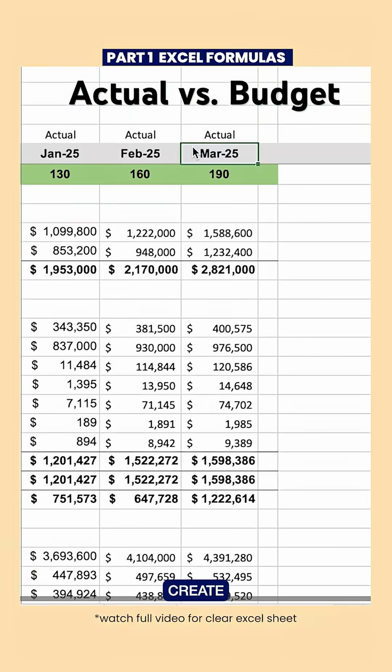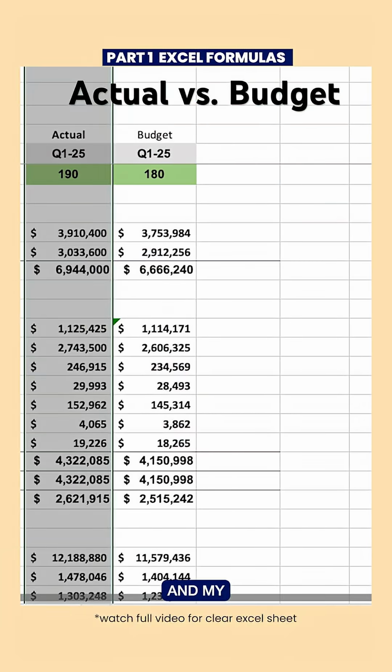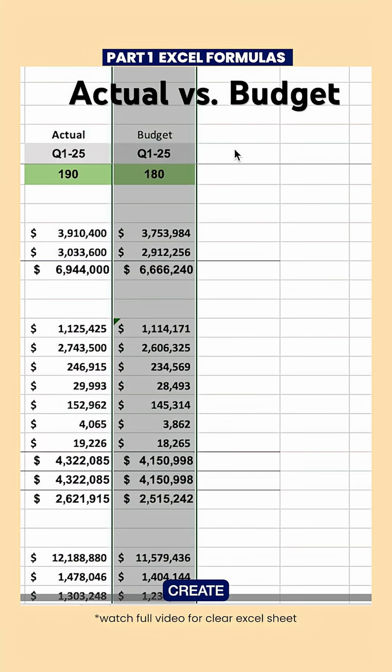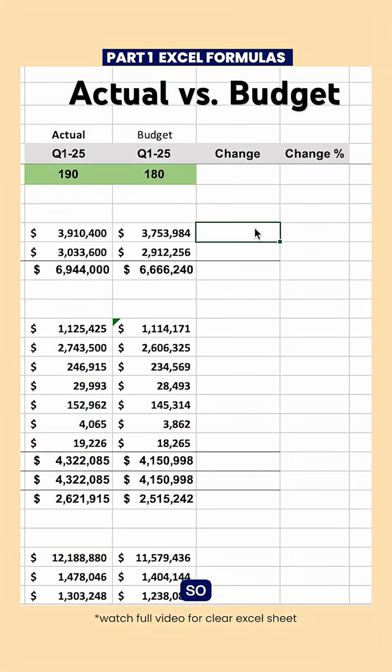I want to go ahead and create an actual versus budget report. Now that I have my actual data for Q1 and my budget for Q1, I can go ahead and create two columns, one for change and the other for change percentage. So if I say equals budget minus actual, it's going to give me negative $156,000.